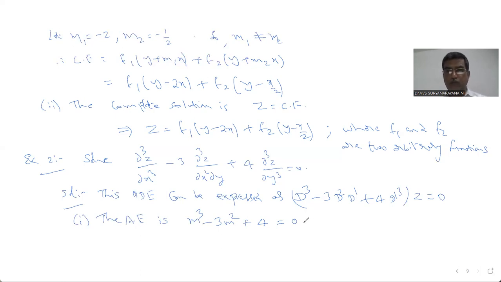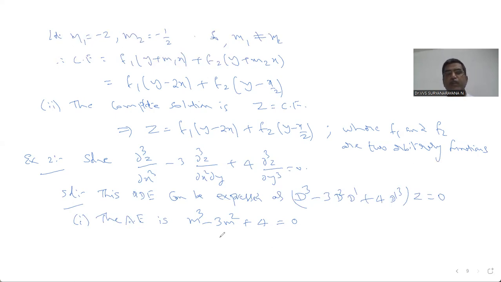And we have to find the first root by trial and error method. You know what is trial and error method? We'll substitute m equal 1. If m equal 1 satisfies this equation, then m minus 1 will be one of the factors of this polynomial on the left hand side. Similarly, if m equal minus 1 satisfies this equation, then we'll take m plus 1 as one of the factors.